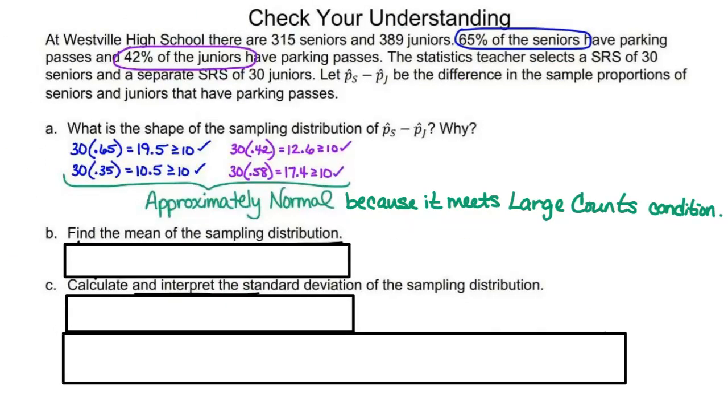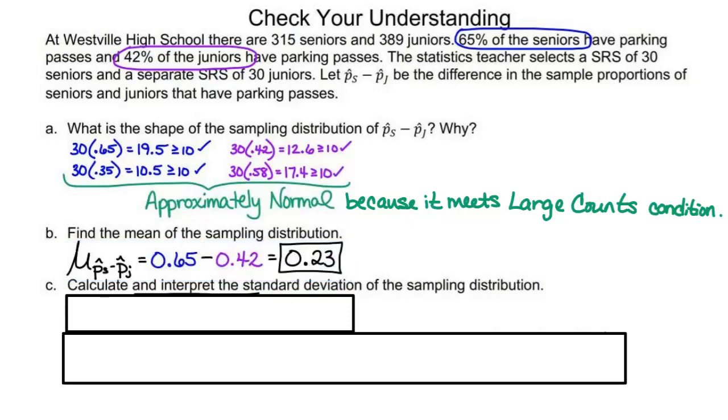What is the mean of the sampling distribution? 0.23. You do the population proportion for population 1 minus the population proportion for population 2. So 0.65 minus 0.42 gives us 0.23.